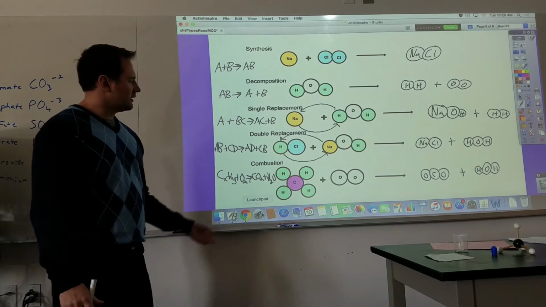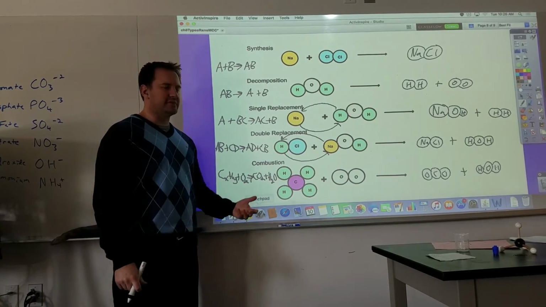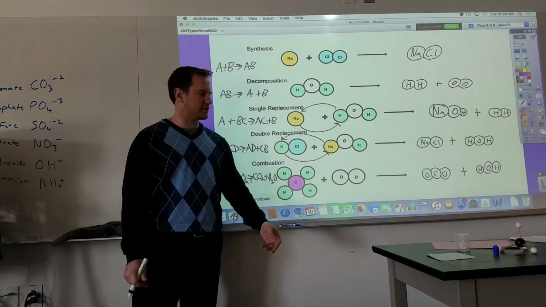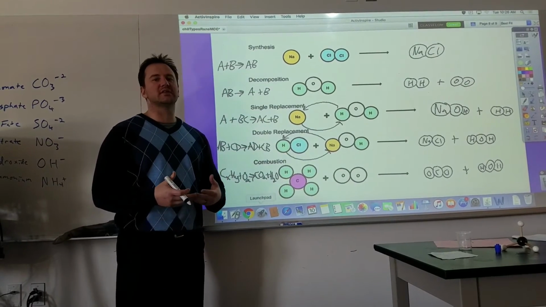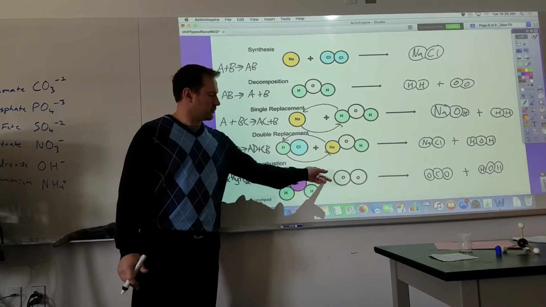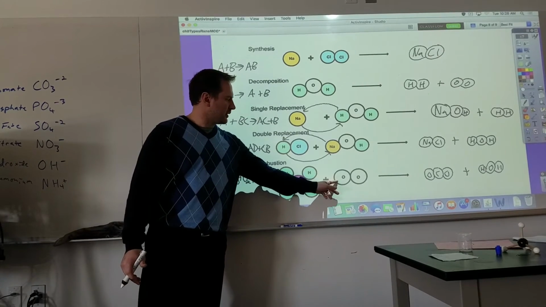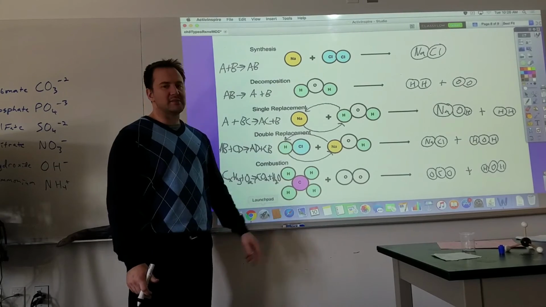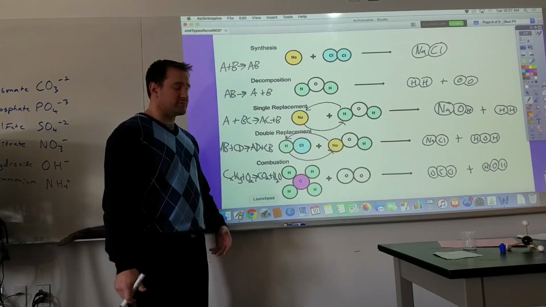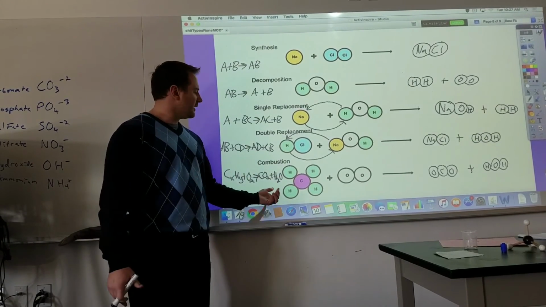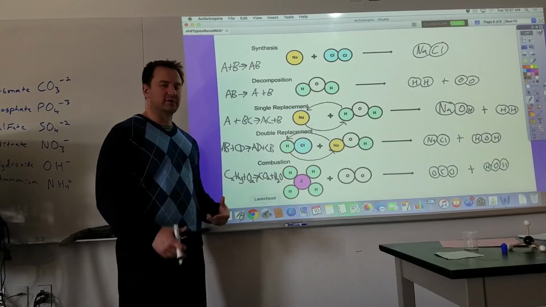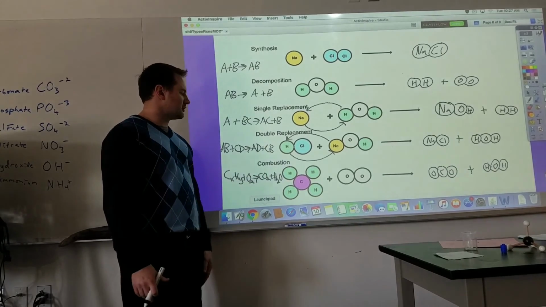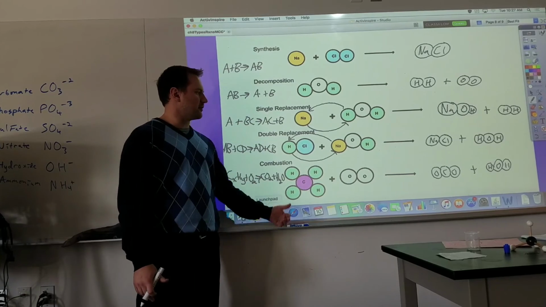Now, combustion typically consists of a hydrocarbon, so it's some amount of carbon with some hydrogen, reacting with oxygen. Basically, this is like fire or rapid oxidation, combining with oxygen to form carbon dioxide and water. However, sometimes in these it's not just carbon and hydrogen. Sometimes you'll have oxygen included as well, and sometimes you'll even see nitrogen in there. But in general, carbon and hydrogen combining with oxygen to make carbon dioxide and water.